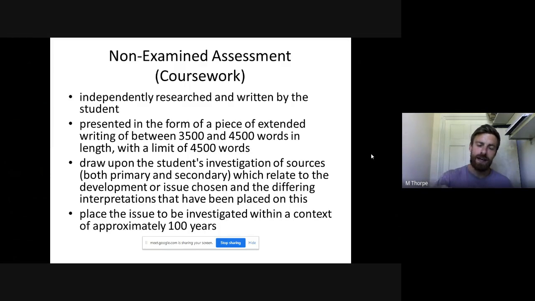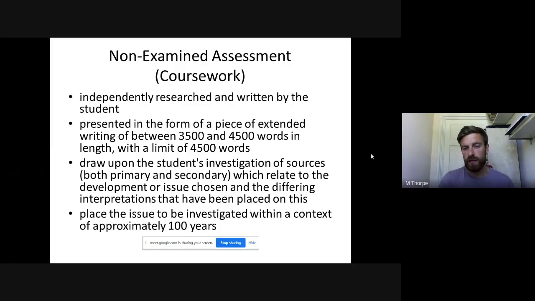But instead, this is different. They want to see the process. They want to see what books you've used. They want to see you use primary sources and other interpretations. This is your independent project. So although I'm going to give you loads of research and knowledge, the vast majority of it is down to you and how you want to do it. It has to be between 3,500 and 4,500 words. It can't be over 4,500.